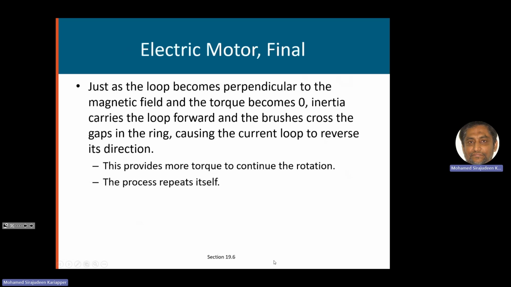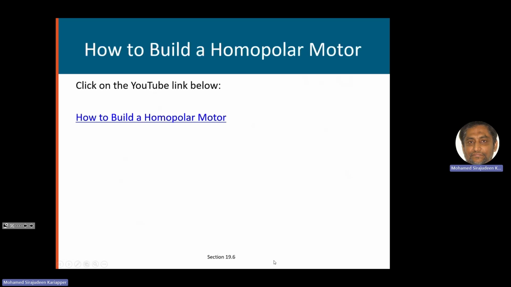Yes, just as the loop becomes perpendicular to the magnetic field, the torque becomes zero, but the inertia will carry the loop forward. Although the torque is zero, because it had some velocity, it will continue to go to the right side of the vertical position. The brushes cross the gap in the ring and touch the other side of the ring, which will reverse the direction of the current. So you'll have a continuous rotation in the same direction.